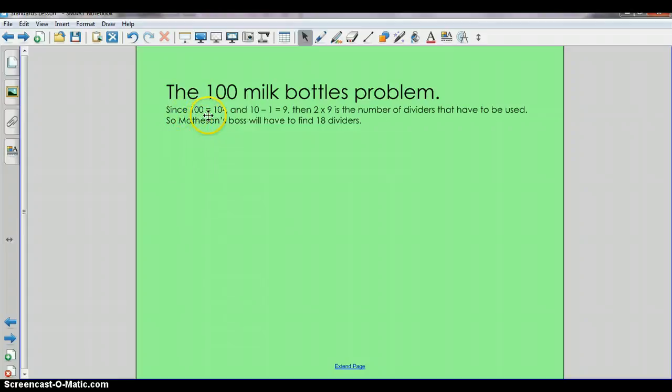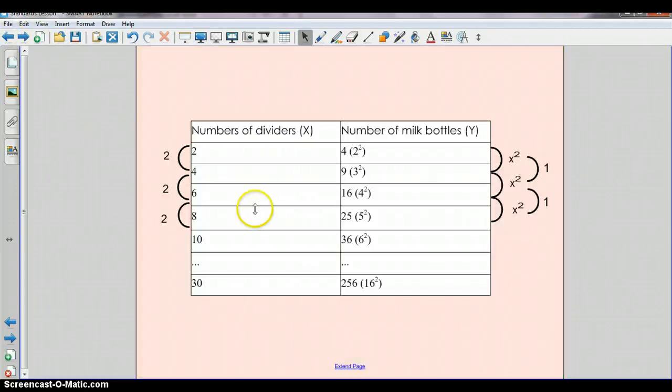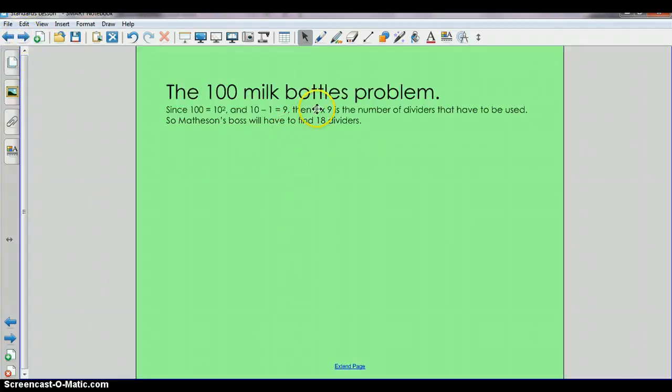Since 100 is 10 squared, since 10 is a square number, and 10 minus 1 is 9, then 2 times 9 is the number of dividers that need to be used. Because we know based on this table that if we find the perfect square, 1 less is what we need times 2.